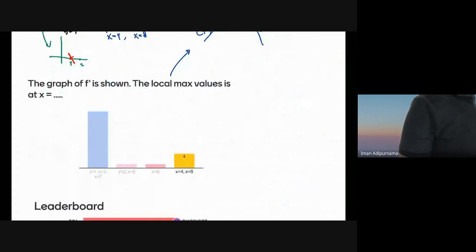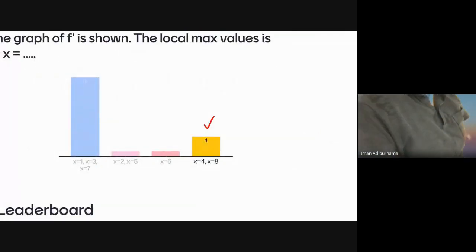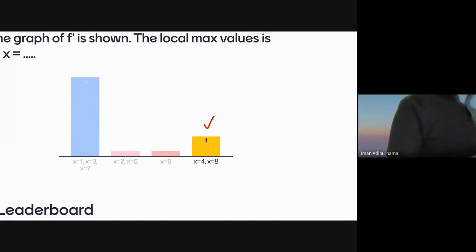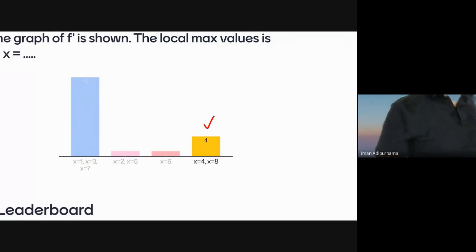So the answer for this will be this one, x equals 4 and x equals 8. So be careful next time you see the graph. Read the graph carefully, whether it's f prime or f double prime.